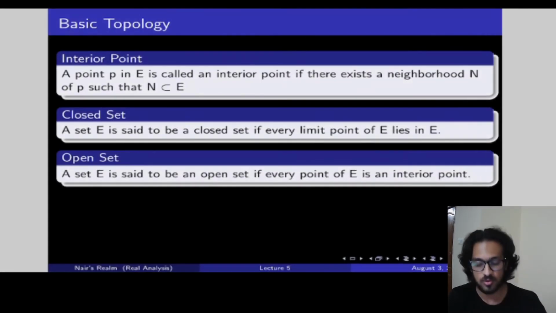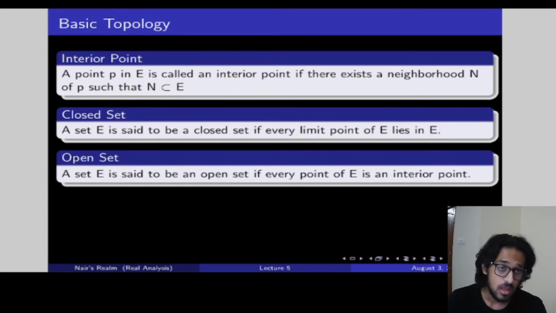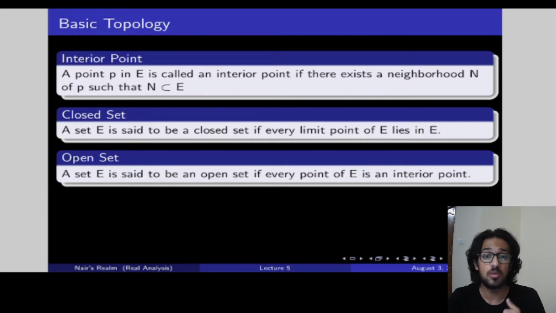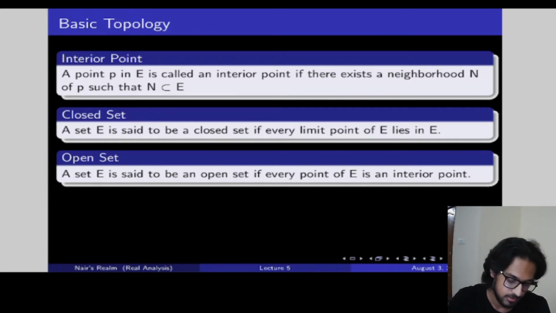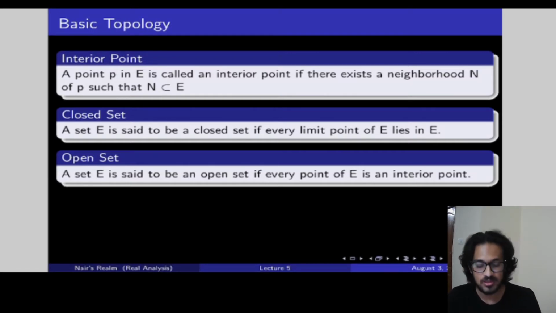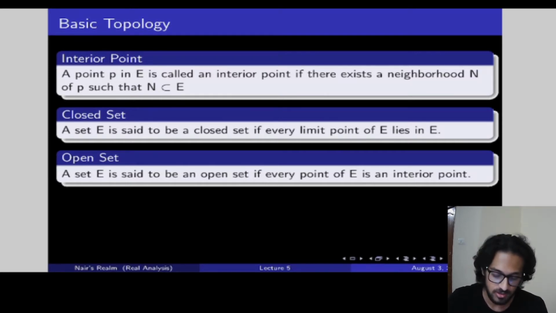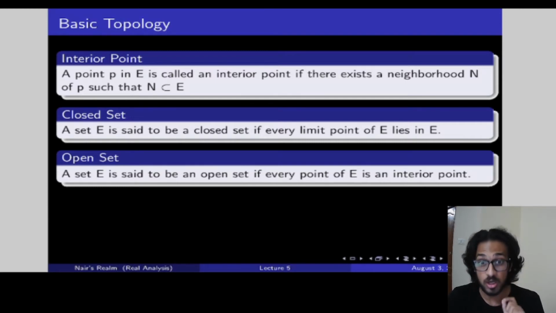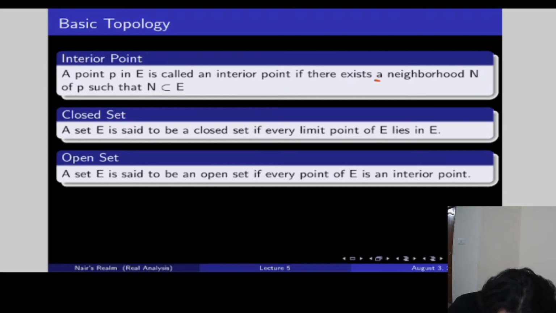But for now, let's move on to the next few definitions, which are extremely important. Now we learned what a limit point is. Next we're going to learn what an interior point is. An interior point can be defined as follows: a point P in the set E is called an interior point if there exists a neighborhood N of P such that N is a subset of E. The important thing to notice here is a neighborhood.